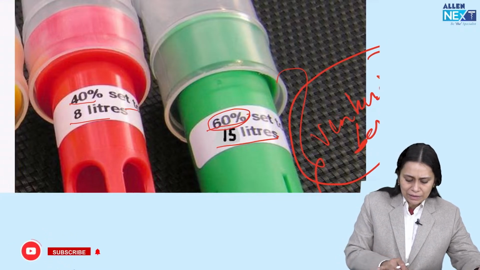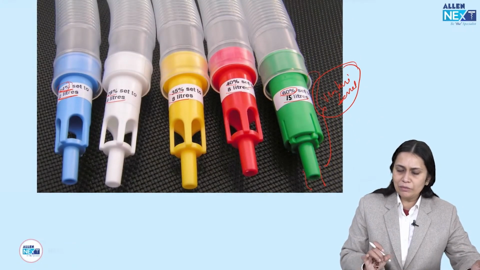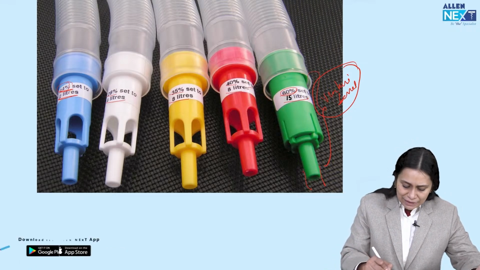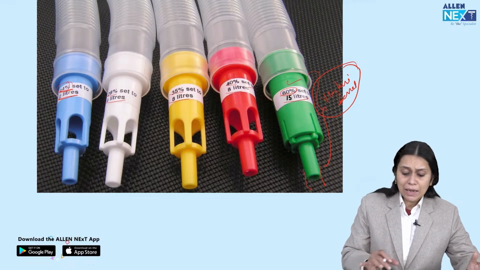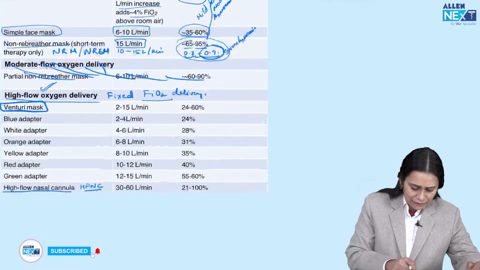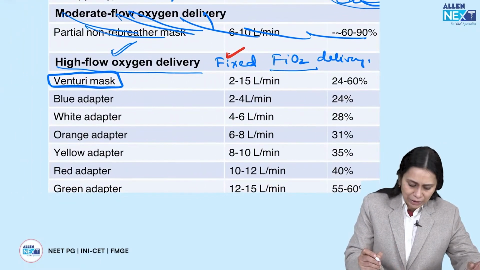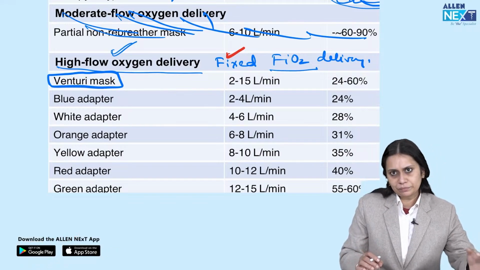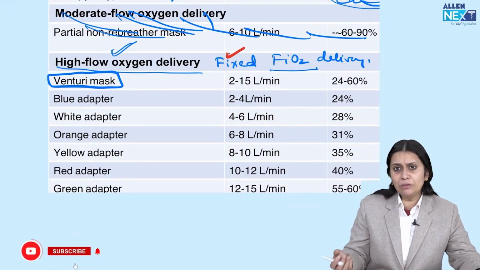So, it is color coded, and depending upon the Venturi barrel, which is the flow rate we have to keep, the desired FiO2 we will achieve. And these FiO2 values which are mentioned, 60%, 40%, are fixed. It is not dependent on the patient's breathing pattern. So, what did I say? Venturi mask is a fixed FiO2 delivering device. Now, this is based on the Venturi principle, which is a modification of Bernoulli's principle.